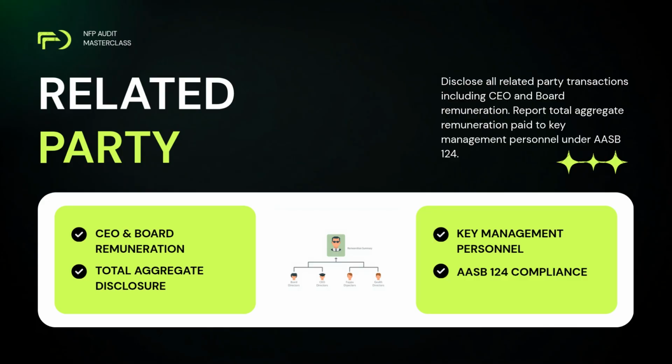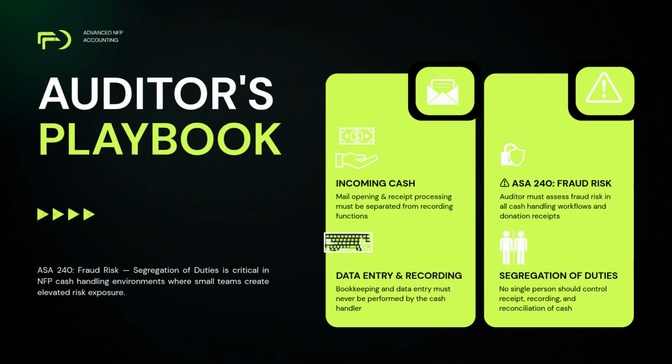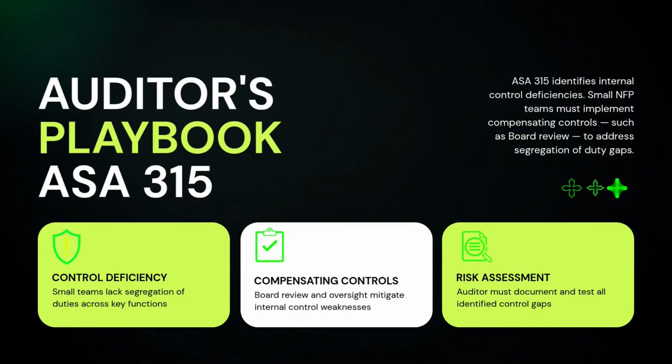Now, let's flip the perspective. If I am the external auditor, I am designing my audit procedures based on the Australian Auditing Standards, ASAs. Here is exactly what I am testing. ASA 240, Fraud Risk and Revenue. Auditors presume a risk of fraud in revenue recognition. They will test your controls over cash donations, opening the mail, banking procedures, and issuing receipts. If you lack segregation of duties here, expect a management letter point.